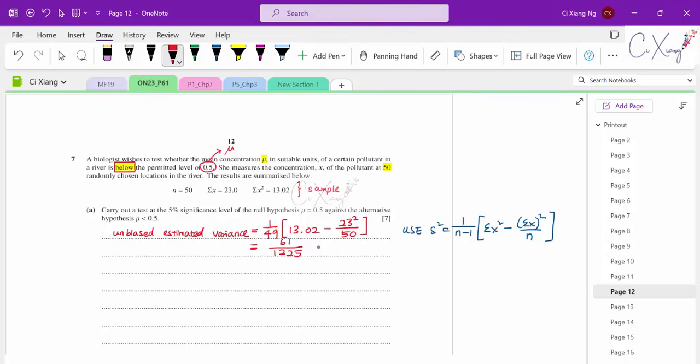And after that, we also need to know the value of the sample mean to calculate the test statistic later. So what is the sample mean here? The sample mean is very straightforward. You take 23 divided by 50, and you have a nice value, which is 0.46.